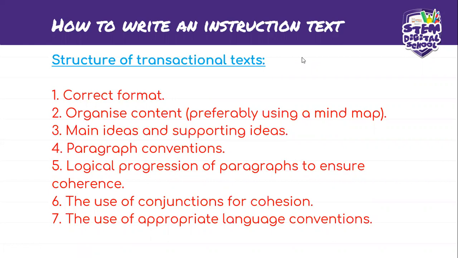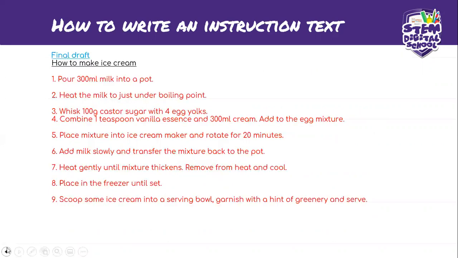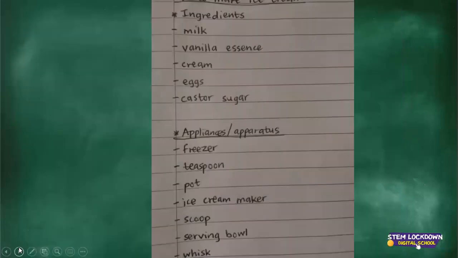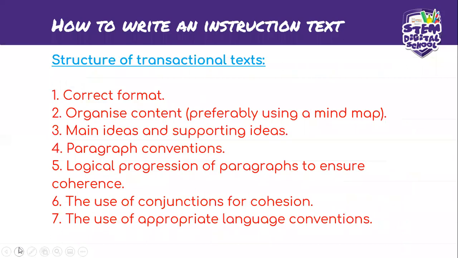Remember when we were starting. Here is our mind map when we were starting. For those who do not want to use a mind map, it's okay. You can simply use a list. Then remember your main ideas and your supporting ideas. Paragraph conventions, but in this one, remember, it is not paragraphs, it is sentences. So it is sentence conventions here. Here also is the logical progression of your sentences to ensure coherence. So you make sure that your sentences are in logical order and coherent.